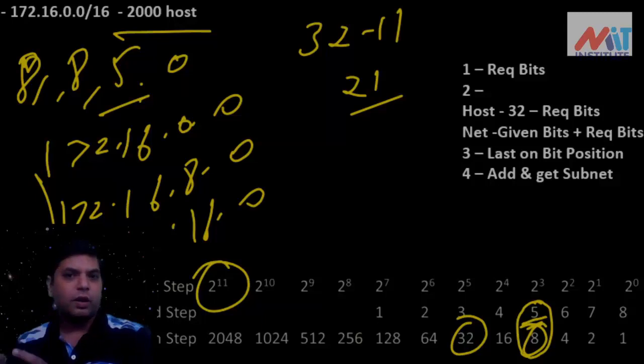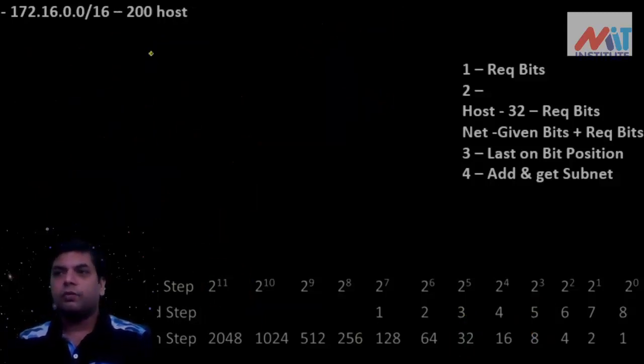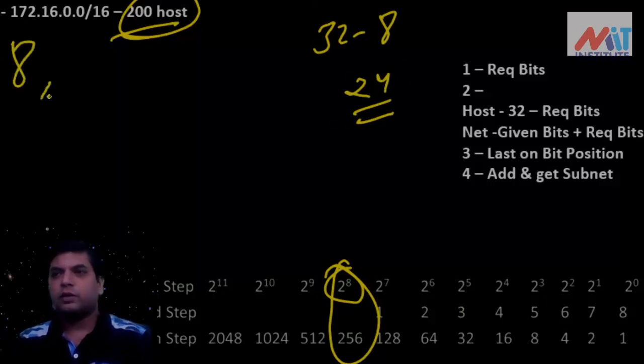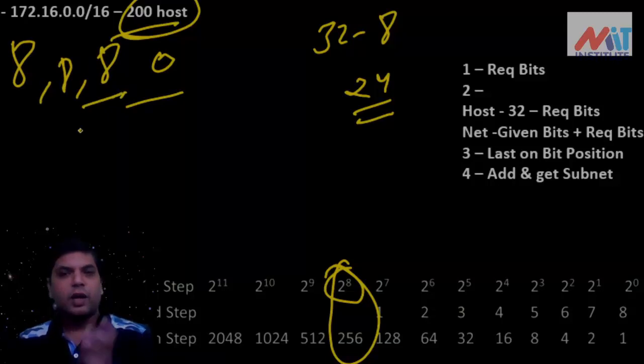Okay, so pause this video. If you understood what I am doing, try to solve the other problem. So now for 200 hosts, this is a little bit tricky, but the idea is the same. For 200 hosts we need 8 bits. So 32 minus 8 gives us 24. So first octet full, second full, third full, fourth 0. Now our last on bit is in the third octet at the 8th position, so we need to add 1 in the third octet.